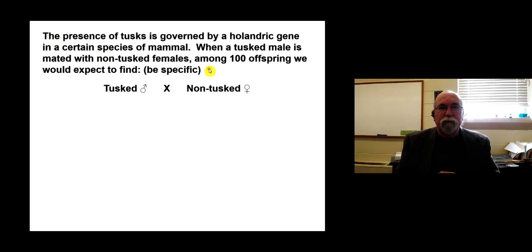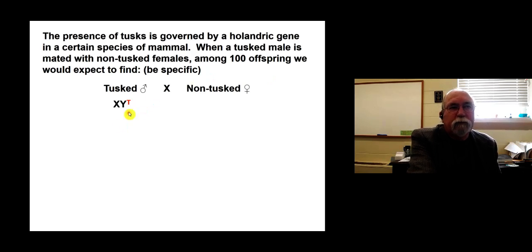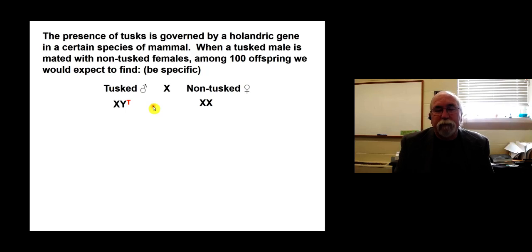All right, so let's think about it. We've got a tusked male and a non-tusked female, because females can't be tusked anyway. So where are we going? Well, it's pretty easy. We only have one allele to worry about, this tusked allele right over here, and that's carried on the Y. We don't care what's on the X. It could be making them purple or green or hairy or not. We're not worried about the X. We're worried about the Y. Females don't get any Ys, so they don't worry about having the tusked allele.